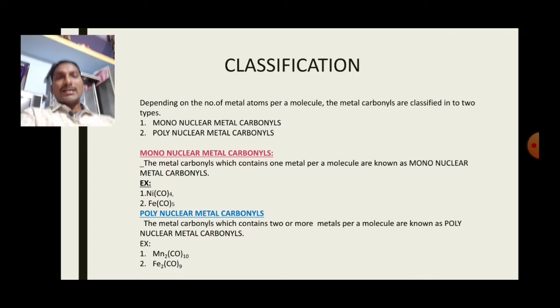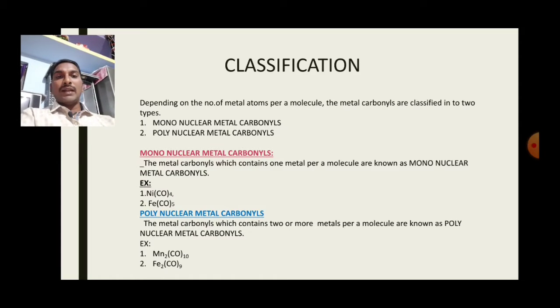And then classification. Based on the number of metal atoms per molecule, the metal carbonyls can be classified into two types: the mononuclear metal carbonyls, and the polynuclear metal carbonyls. First we are going to discuss the mononuclear metal carbonyls. What do mononuclear metal carbonyls mean? The metal carbonyl that has one metal atom per molecule. Such metal carbonyls are called mononuclear metal carbonyls.